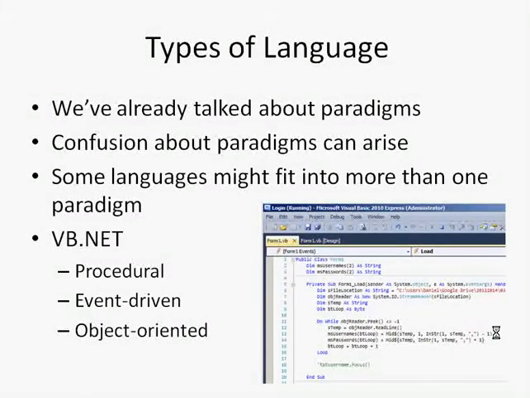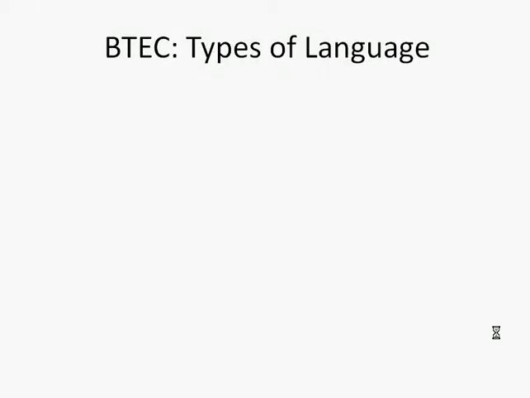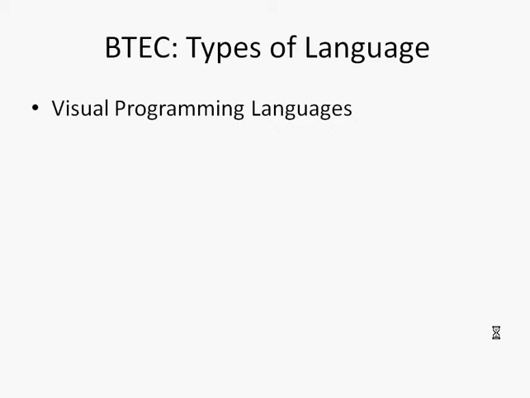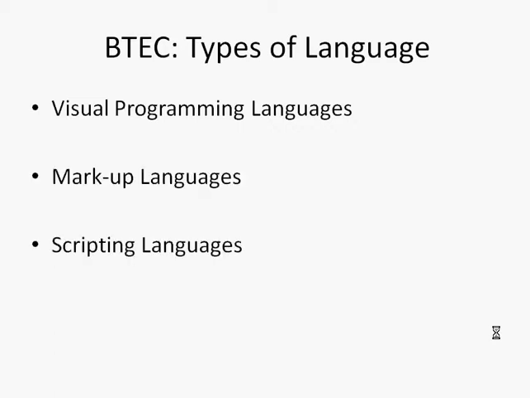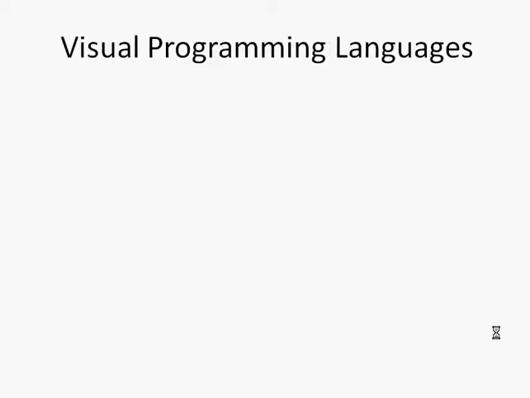We'll get ready for some more confusion, because on the BTEC syllabus they would like you to be able to understand things called types of language, and again there is some crossover between types of language and paradigms, so the confusion gets worse. The different types of language are visual programming languages, markup languages, and scripting languages. So a little bit more about each of those just now.